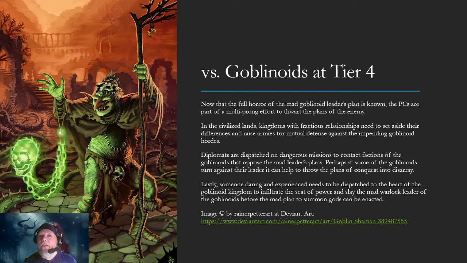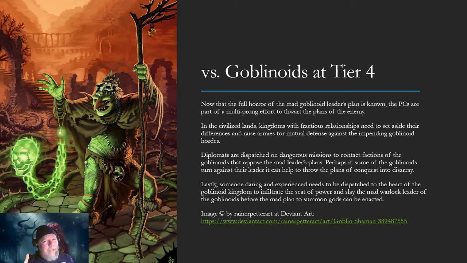Maybe the PCs are part of a delegation. Either they are diplomats themselves, or they are in the retinue of an NPC diplomat that's going over there, and they have to provide the muscle and maybe some persuasion or intimidation to help the diplomat get their mission done.